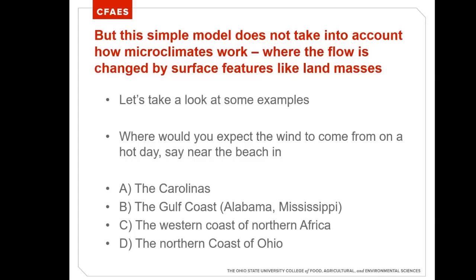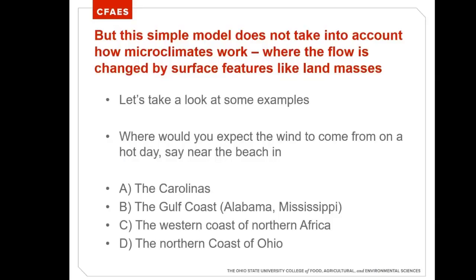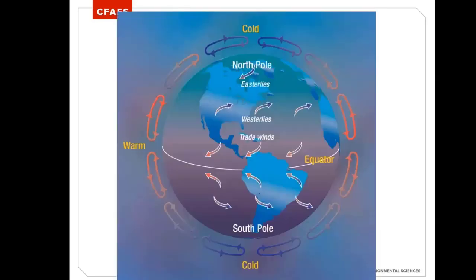So we have some examples. I think we've done some of those. Where would you expect the wind to come from on a hot day near a beach? Well, the Carolinas, again, we would anticipate a westerly flow, but we have an easterly flow. The Gulf Coast, we would expect not much flow at all out of the doldrums, but we would get a flow out of the south because of the Gulf. Oh, western coast of North Africa. Look at North Africa.